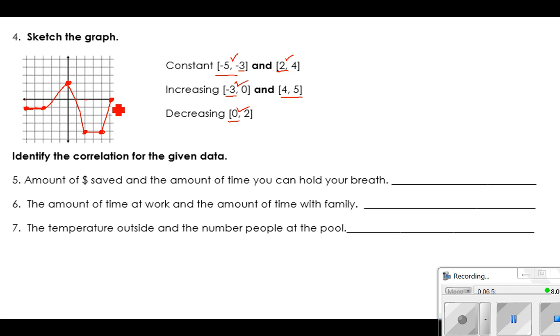Number 5, the amount of money saved and the amount of time you can hold your breath. So if the amount of money saved increases, the amount of time you can hold your breath has no relationship. So that is a no correlation. Number 6, the amount of time at work increases. The amount of time in your family is going to decrease because you're not able to be home with them because you're at work. So because they are different, it is a negative correlation.